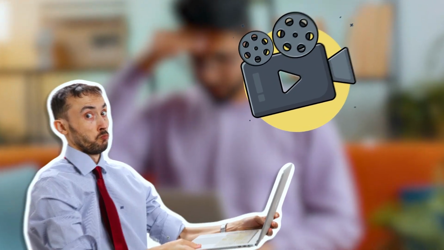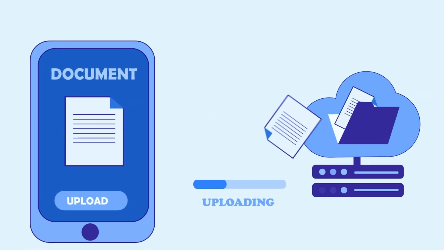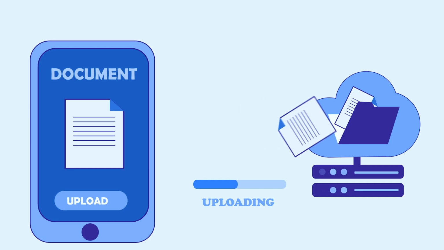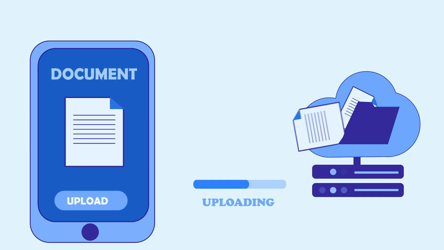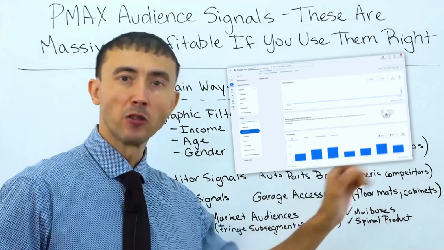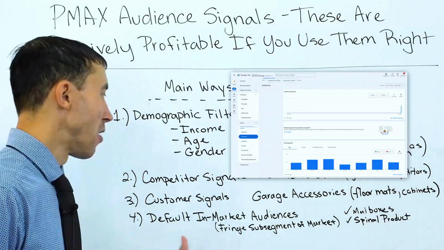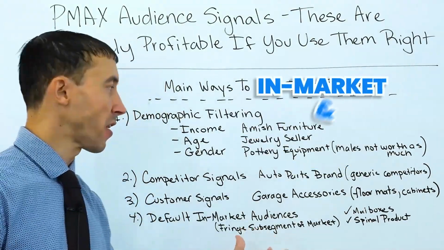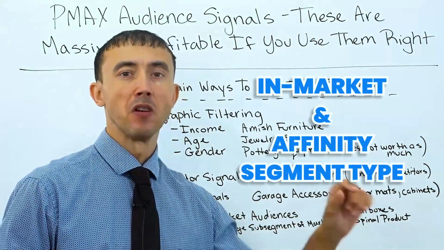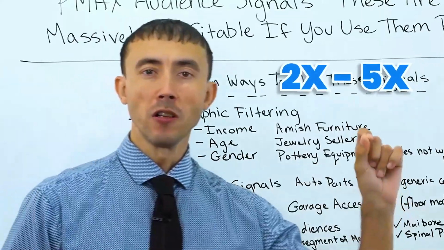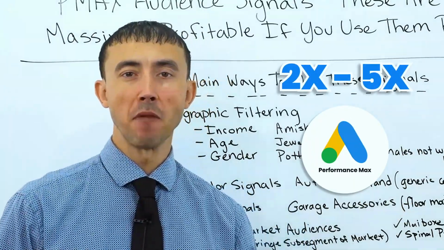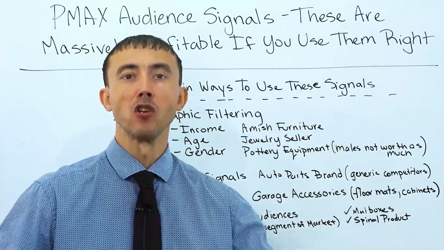By uploading your customer list and your competitor's customer list, if you will, or indirectly their competitor list, and filtering by demographic and also by in-market and affinity segment type, you can make 2 to 5 times as much from your PMax campaign just adding these simple filters to your account.